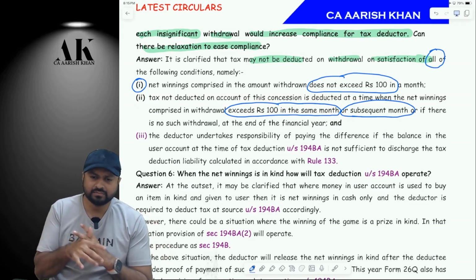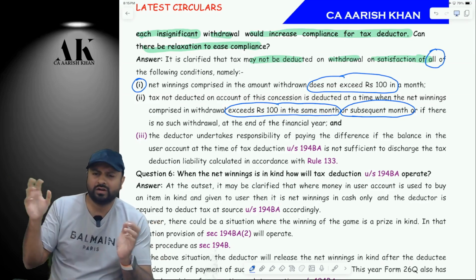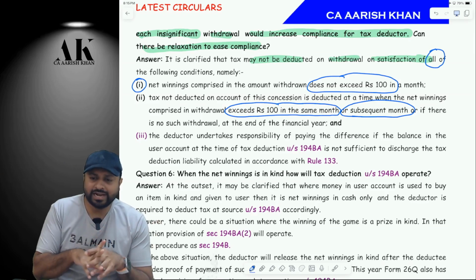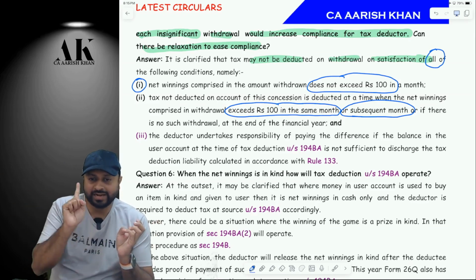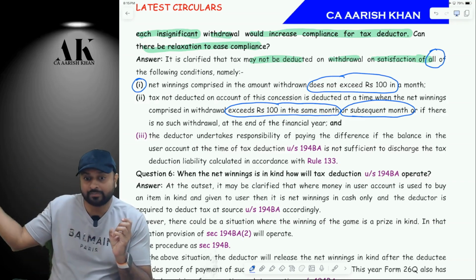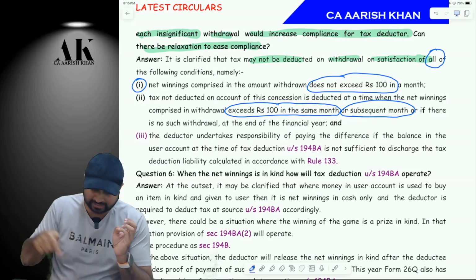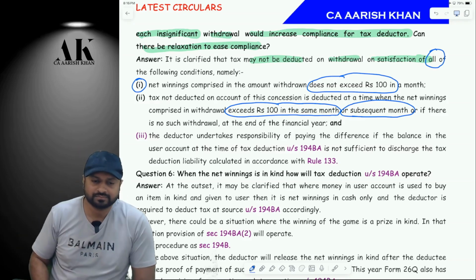Okay. Now in the month of June, I withdraw another 200, 300 rupees. So at that time, my net winning exceeded how much? Please tell me. 100 rupees. So at that time, you have to deduct TDS on the earlier point also. That is on earlier 70, 80 rupees. Check point number 2. That is what it wants to say.